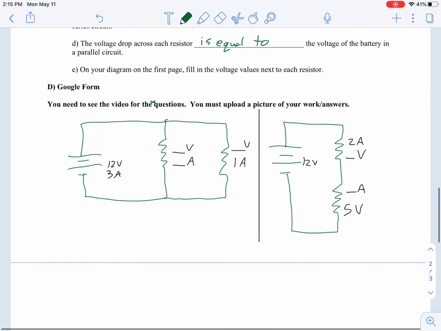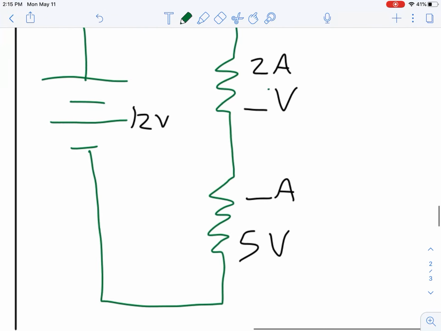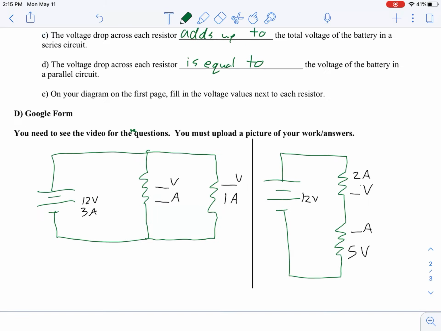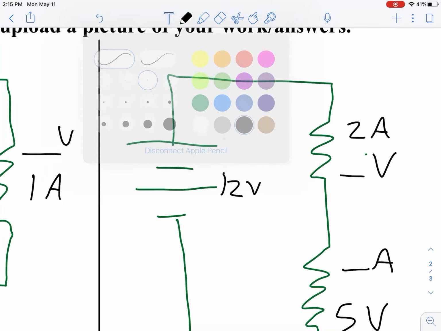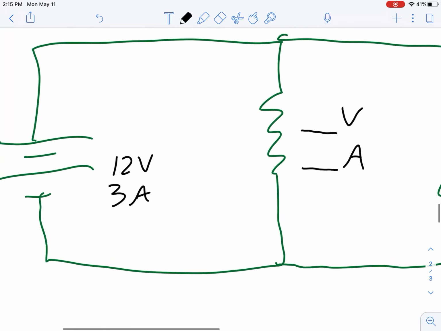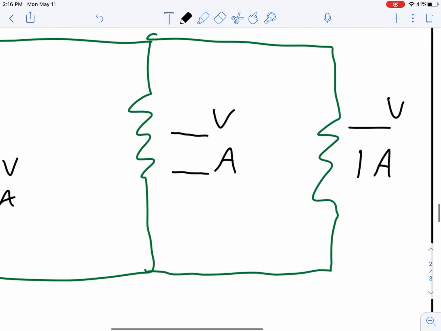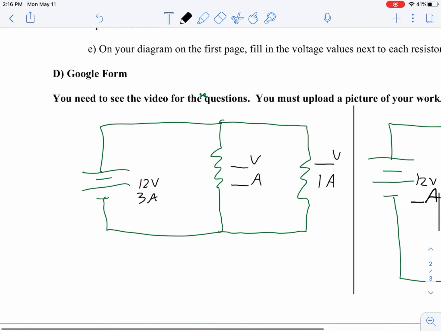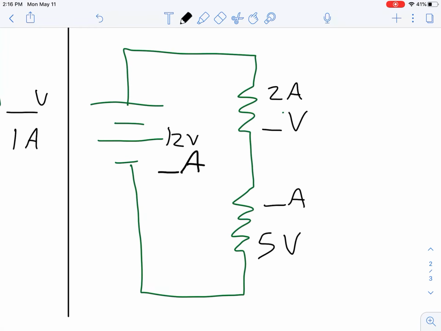So I give you some info. We have a parallel circuit here, and we have a series circuit here. I give you the voltage of that battery, okay? I forgot to write that this is, we need to know this. This is an unknown here. Okay, so I give you the voltage of this battery and the current through it. You have to give me the voltage across these two resistors and the current through each resistor.